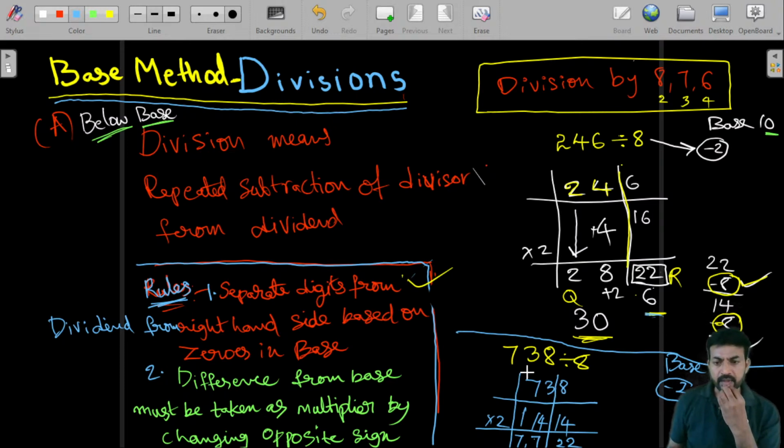Okay, so 7 you have to bring as it is. 2 sevens are 14, 14 plus 3 is 17, 7 here, 1 carry over, so this 7 becomes 8. Okay, so 2 sevens are 14 again.